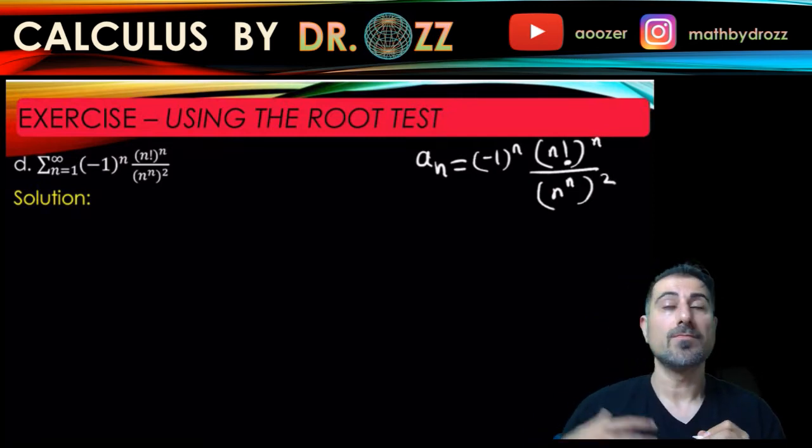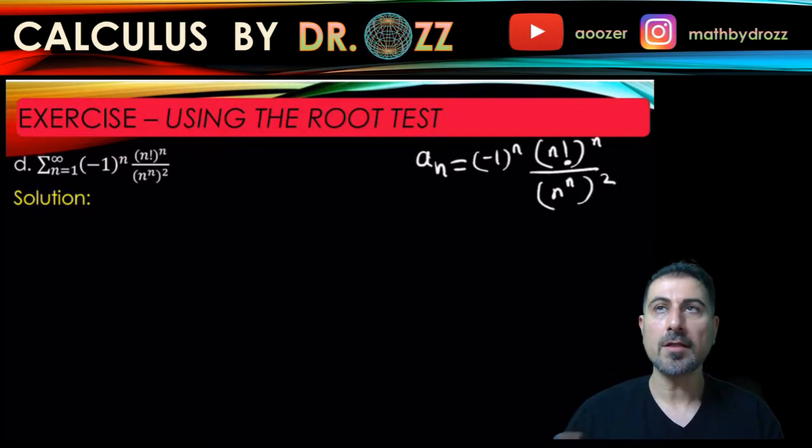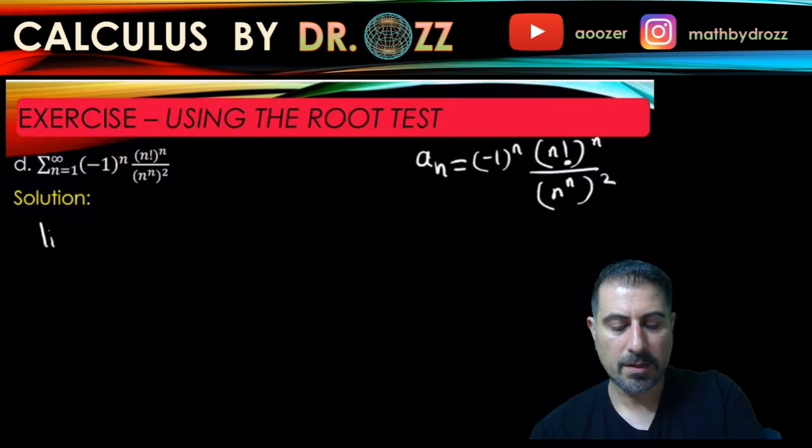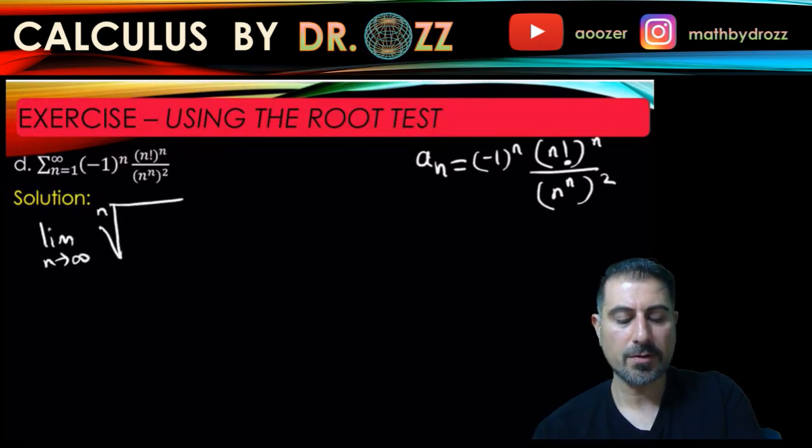Okay. Well, again, to remind you, this is an alternating series. You can use the alternating series test to deduce something about the convergence of this infinite series. But since the question statement was asking to use the root test, let's just use the root test. Okay, so limit as n approaches infinity, nth root of the absolute value of a_n.